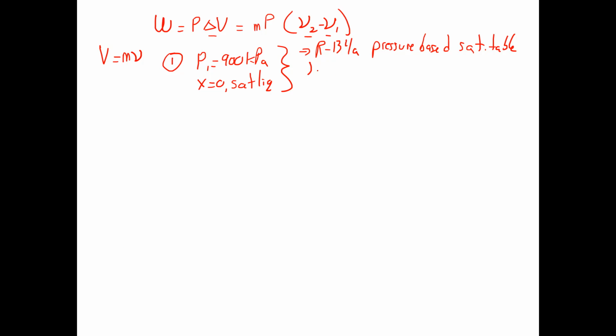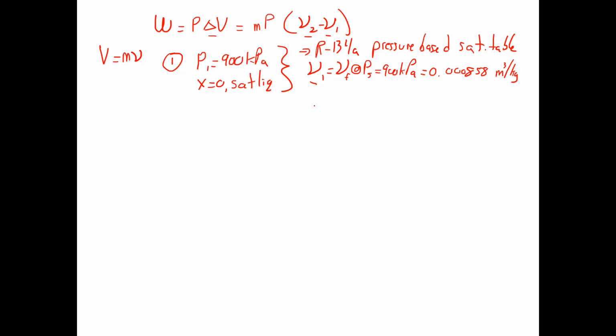I get that my specific volume at state 1 is equal to the specific volume of saturated fluid at a saturation pressure of 900 kilopascals. If you look that up, you should find that it's 0.000858 meters cubed per kilogram. Now, that's the initial specific volume.